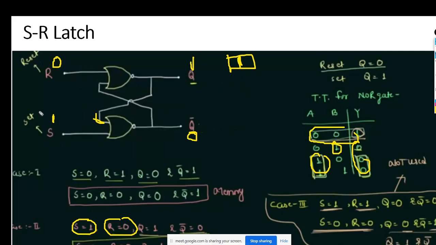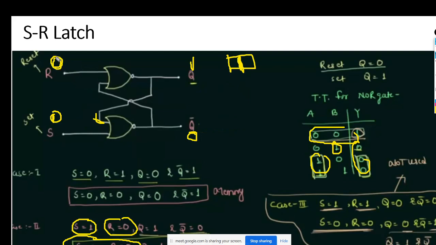Now when we set S to 1 and R to 0, you can say Q is 1, Q bar is 0. Yes, that is exactly what we need. Now the memory cell is set to 1. If you again release it and let it remember things, that means we are putting it back to S0 R0. Now let's put it back to S0 R0.